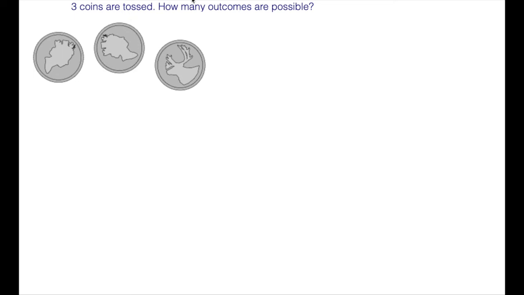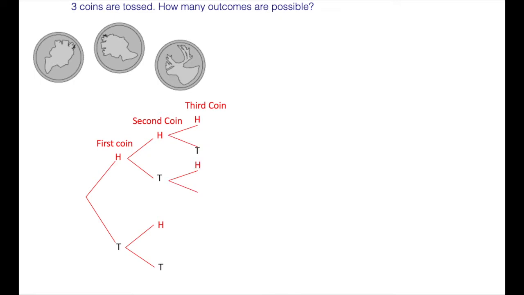3 coins are tossed. How many outcomes are possible? Let's have a look at the situation. For the first coin, you could get heads or tails. For the second coin, you could get heads or tails if you got heads on the first one. Or if you got tails on the first one, you could still get heads or tails. For the third coin, same thing. You get heads or tails for each previous outcome.